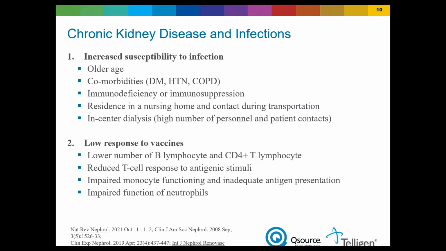They have lower response to vaccines for various reasons as well. They have lower numbers of B cells and T cells, reduced T cell response to antigenic stimuli, impaired monocyte functioning and inadequate antigen presentation, and impaired function of neutrophils. What it all means is that their white cell function is not as robust as in someone without kidney disease. Next slide, please.